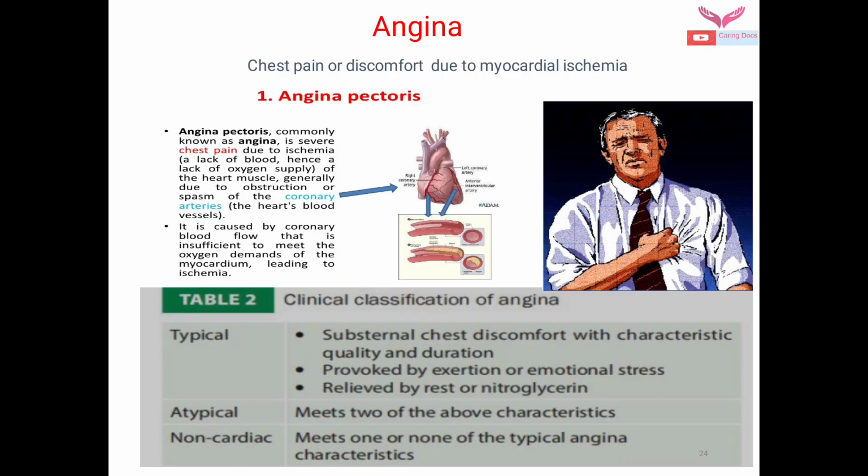Angina basically is a severe chest pain due to ischemia. This is angina pectoris because of lack of blood or oxygen supply to the affected heart muscle because of obstruction or spasm of the coronary arteries. It is caused by a coronary blood flow that is insufficient to meet the oxygen demand of the myocardium.